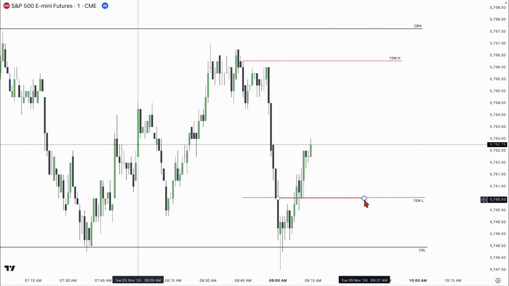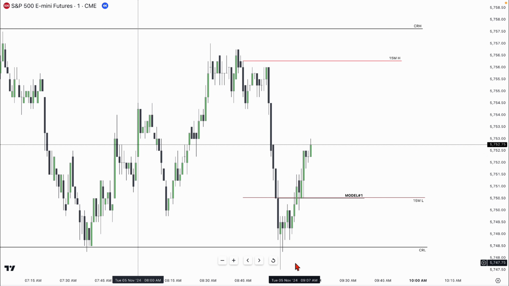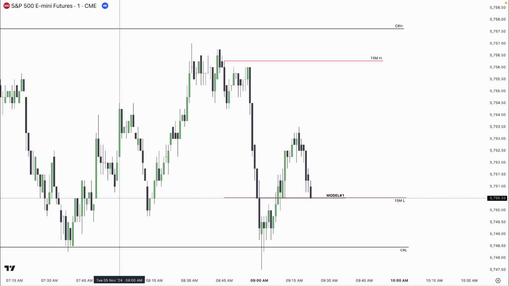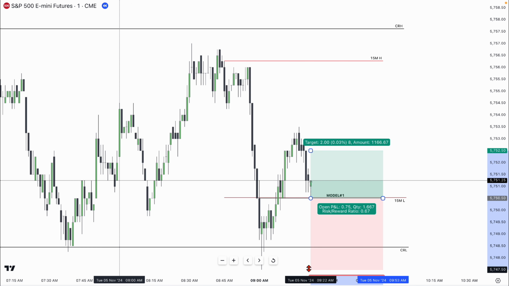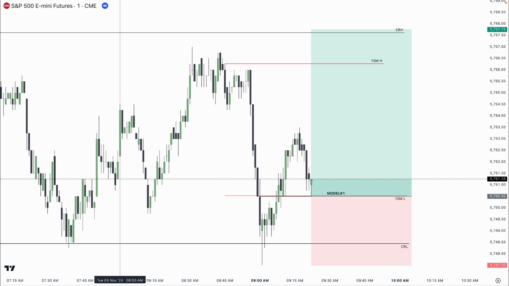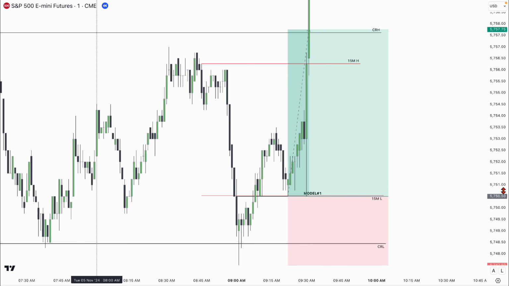and if price retraces back to this order block, we will open a long trade, placing our stop below this swing low, and our target will be the opposing end of the 8 AM candle. Let's see how it plays out. Alright, price has tapped into our order block, so we open the trade here. Let's see how it goes. And boom, our target is hit.